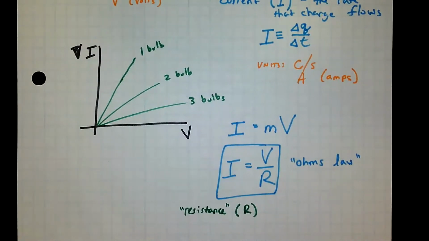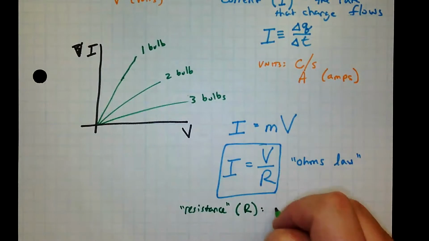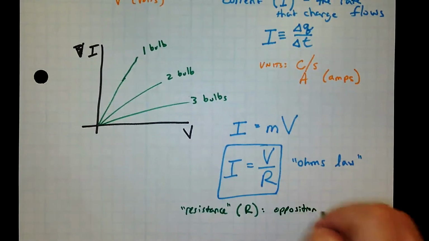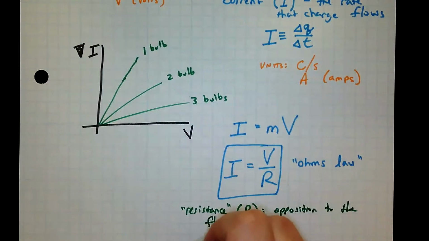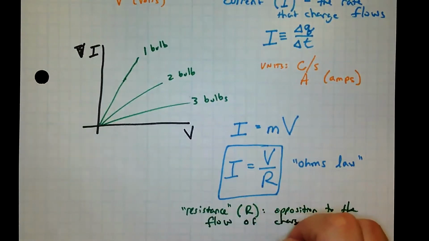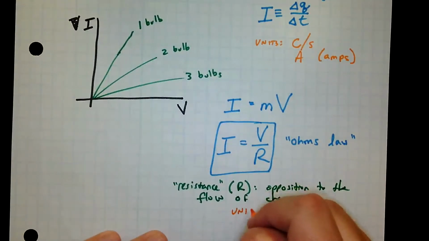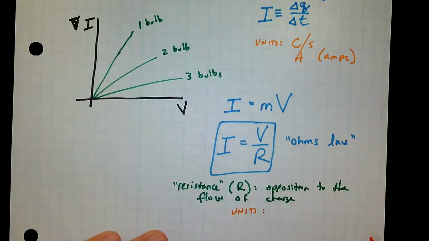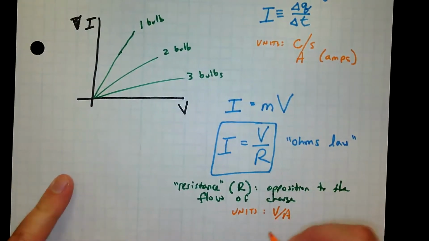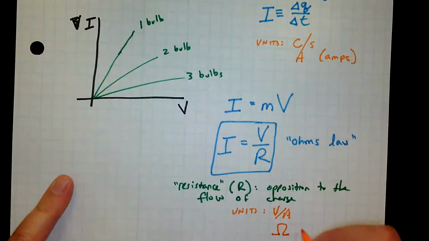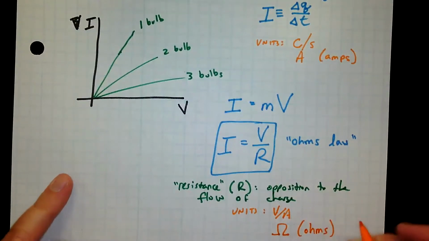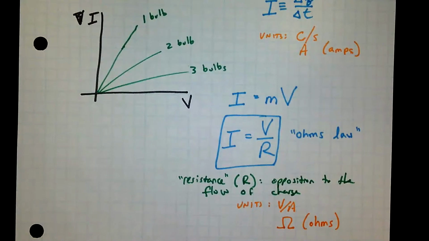So resistance is going to be opposition to the flow of charge. And its units, if you think about the units it has to be, think about it for a second. Its units are going to be volts per amp. And it turns out that we give this a symbol, and the symbol we give is a horseshoe. It's the Greek letter omega, and it stands for ohms. Ohms are the symbol that we use for resistance.